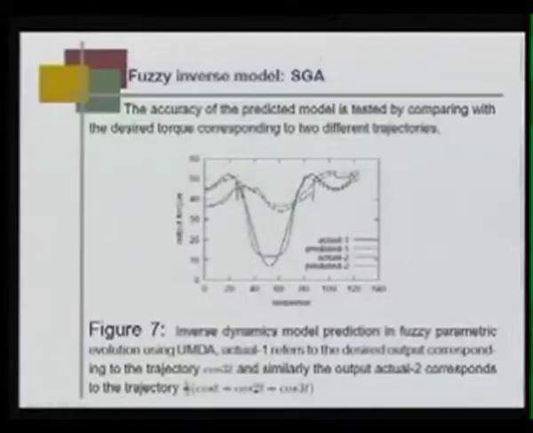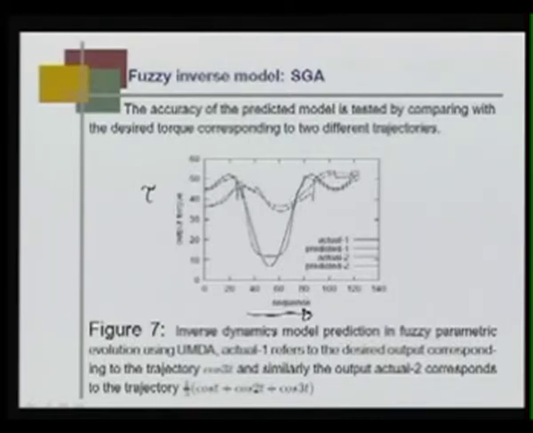The fuzzy inverse model using the simple genetic algorithm, now we will test. Okay. So, the accuracy of the predicted model is tested by comparing with the desired torque corresponding to two different trajectories. So, what you are seeing here is the first trajectory. This is the output torque tau, and the desired torque, and these are the given trajectories.